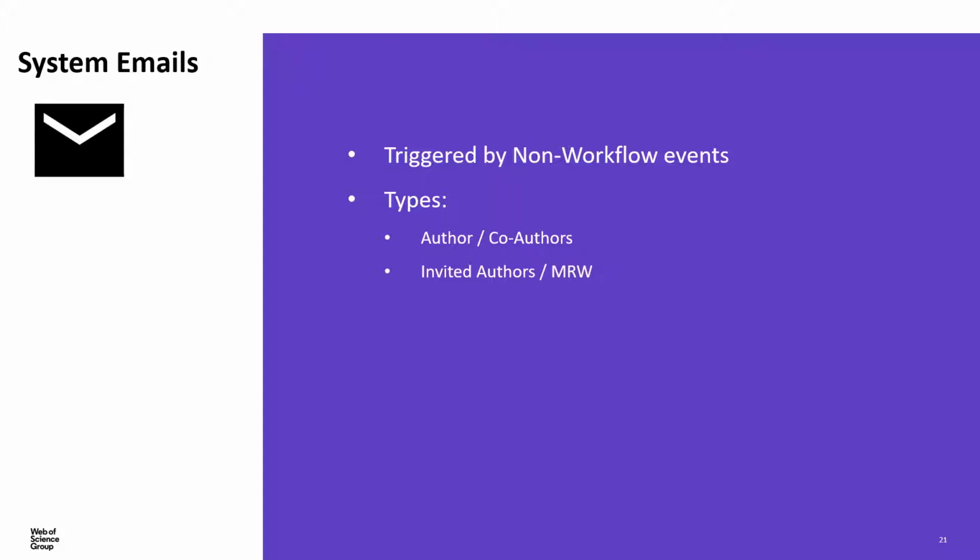System emails are triggered by non-workflow events. They are broken out into different types. The types are emails for authors and co-authors, invited authors MRW, account-related emails, and miscellaneous event-driven emails.